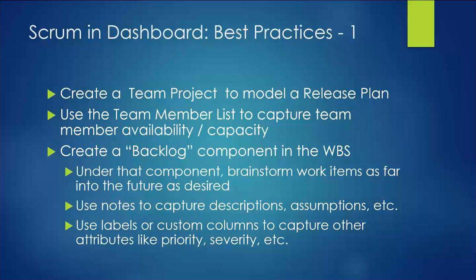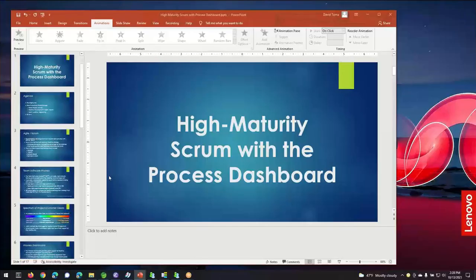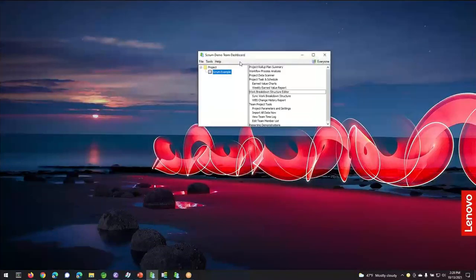And then within that team project, I'll go ahead and touch on these items real quickly, and then I'm going to demonstrate it briefly. So within that project, they would also take advantage of the team member list to capture the availability of the different individuals on the project, and they would create a backlog component in their work breakdown structure to brainstorm the items as far into the future as desired. So I'm just going to give an example of this with the process dashboard.